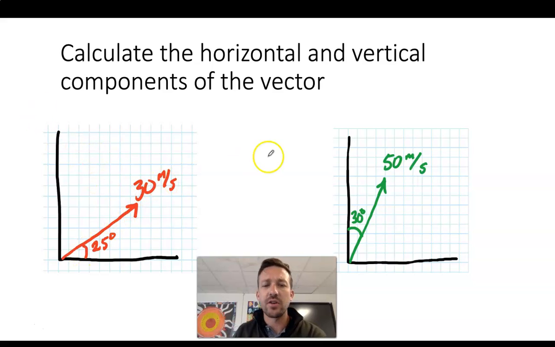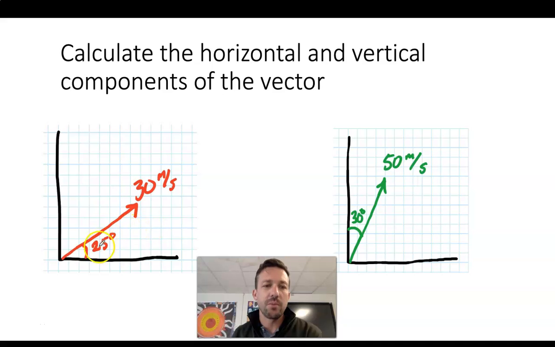Remember, a vector can be anything that has direction and magnitude. So velocity is a vector, acceleration can be a vector, force. There were several things that I had you determine or memorize that were vectors. I gave you questions where I gave you a magnitude, so 30, and a direction, in this case 25 degrees, and I asked you to break this up into a vertical and a horizontal component of the vector.